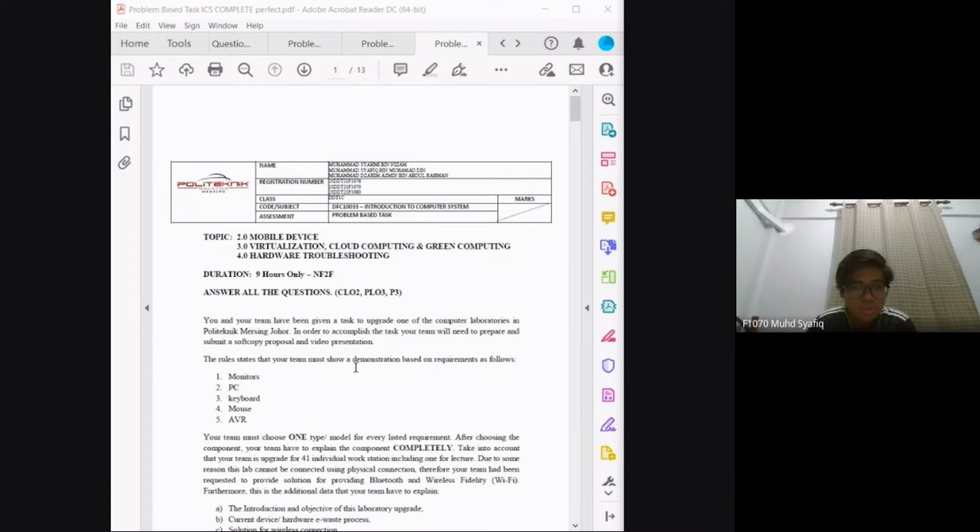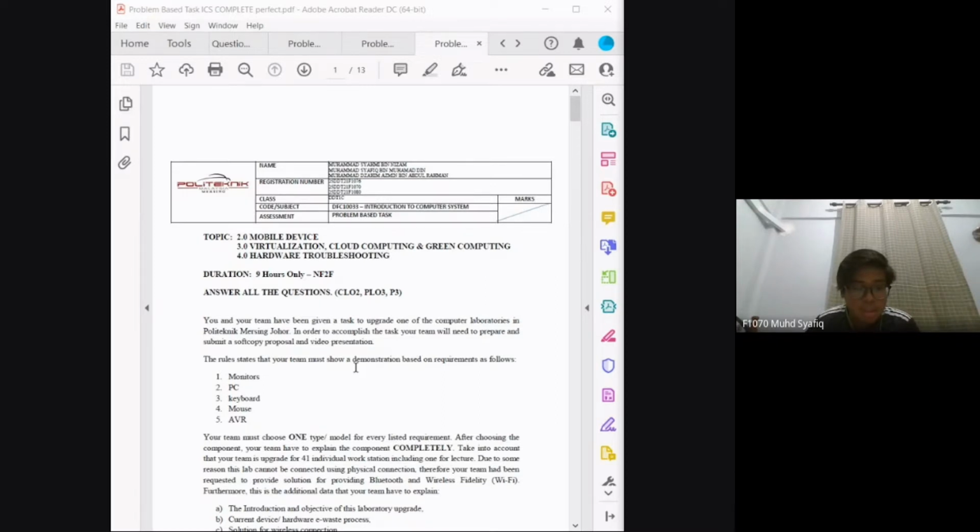Due to some reason, this lab cannot be connected using physical connection. Therefore, your team has been requested to provide a solution for providing Bluetooth and wireless fidelity Wi-Fi. Furthermore, this is the additional data that your team has to explain.